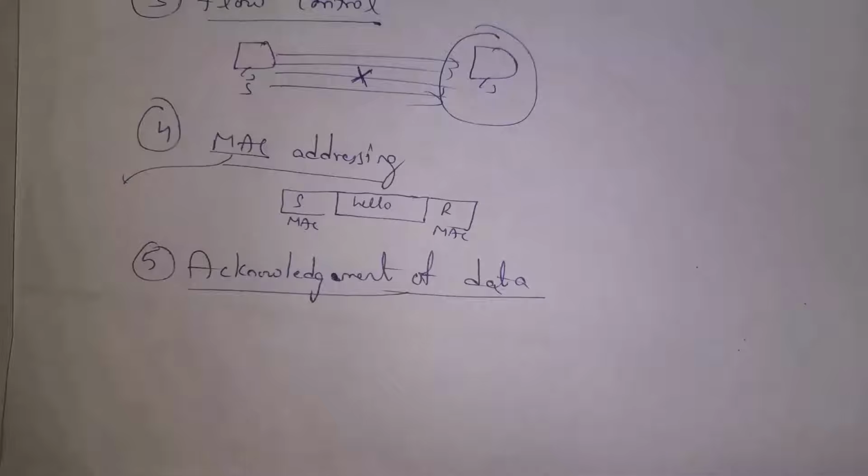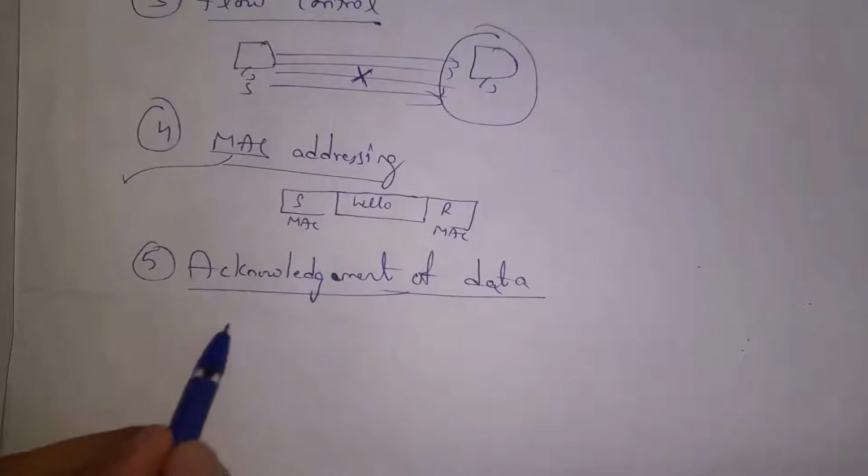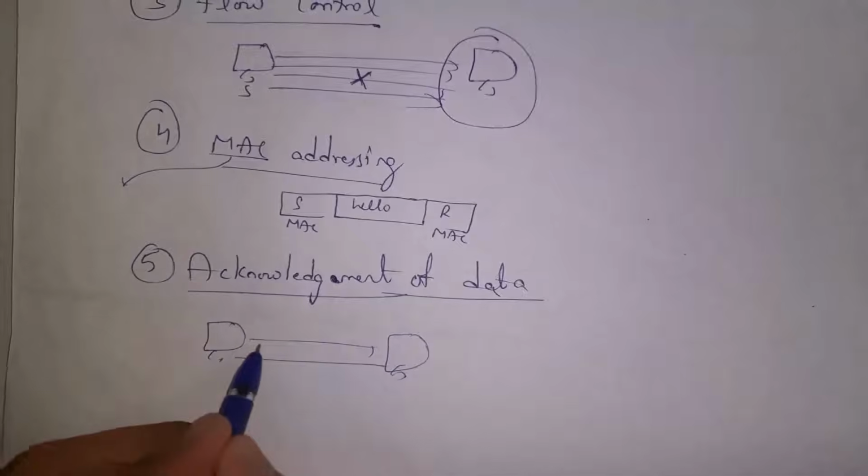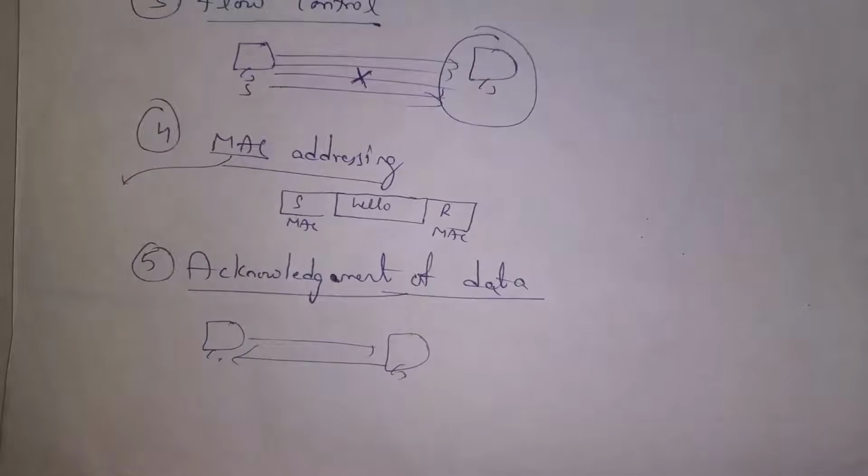Another function of the data link layer is acknowledgement of data. Acknowledgement means reply message. Whenever the sender sends data to the receiver, the receiver will give a reply, whether data is received successfully or not. That reply message is known as acknowledgement.